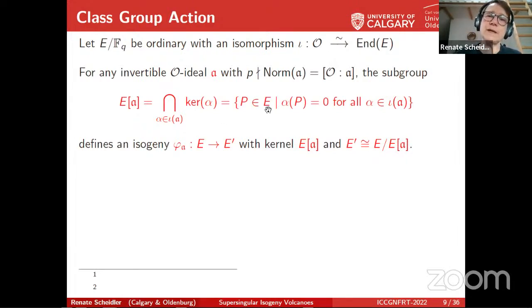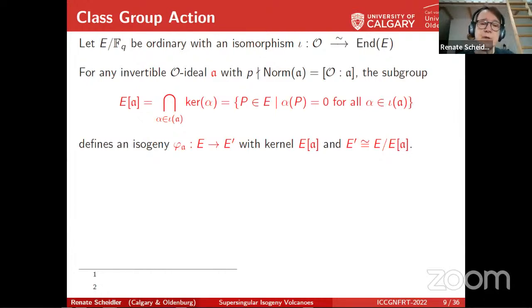Well, you take an invertible ideal in this quadratic order, you make sure that the norm is not a multiple of the characteristic, and then you build this subgroup of the group of points. You map this ideal via this isomorphism into the endomorphism ring, and then you get an ideal of endomorphisms, and now you take the intersection of the kernels of all the endomorphisms in that ideal. So this is the set of points where all these endomorphisms in this ideal evaluate to 0. And that's a subgroup of the group of elliptic curves, and as such, it occurs as the kernel of an isogeny. And we denote this isogeny by phi A, and the target curve is just isomorphic to E modulo EA.